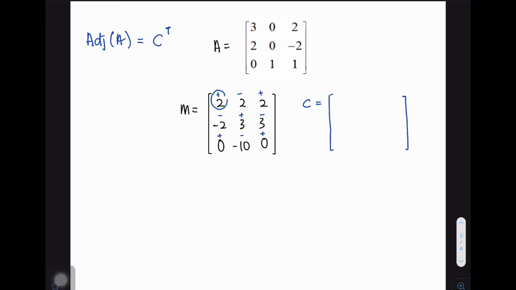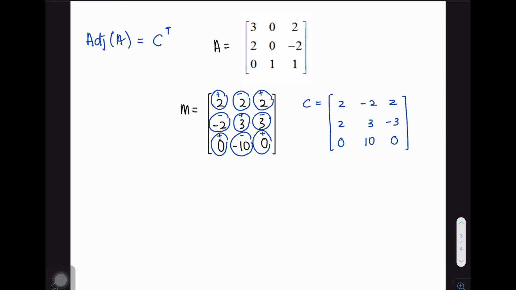So positive and positive 2 will give you positive 2. Negative and positive 2 will give you negative 2. Positive and positive 2 will give you positive 2. Negative and negative 2 will give you positive 2. Positive and positive 3 will give you positive 3. Negative and positive 3 will give you negative 3. Positive and 0 will give you 0. Negative and negative 10 will give you positive 10. And this one will give you 0. So this one is the cofactor matrix.